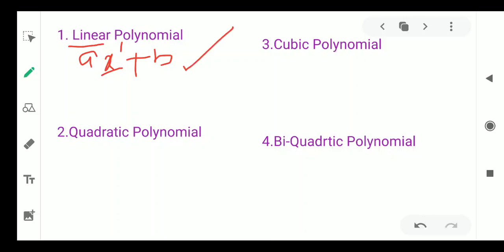See one example, 2x minus 3. Here the degree is 1, so it is a linear polynomial. I hope that you understand.